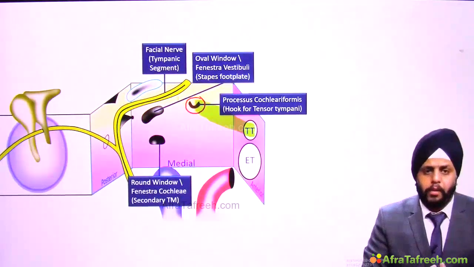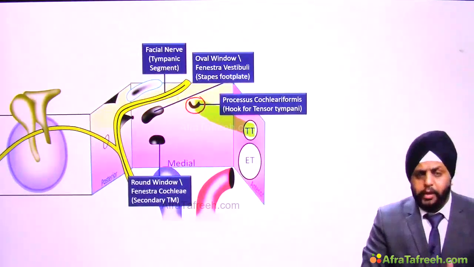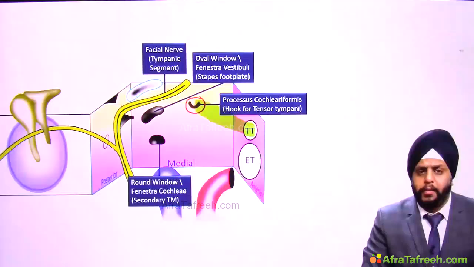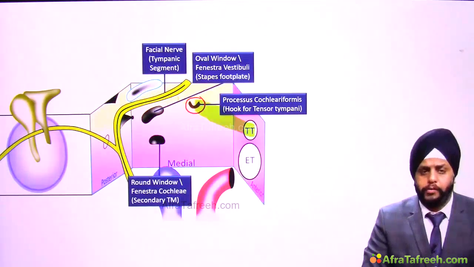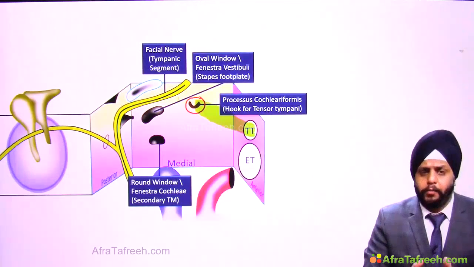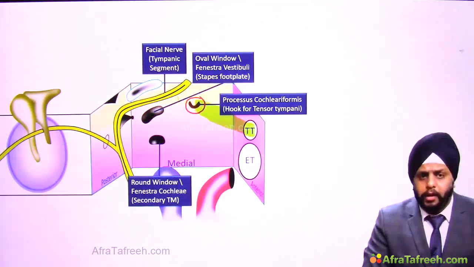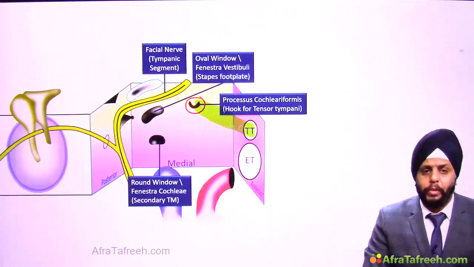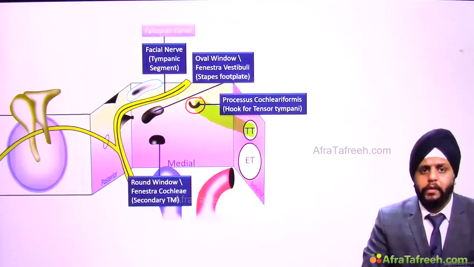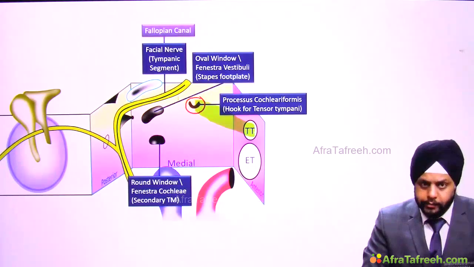Now just remember one thing. The facial nerve over here, we can see in this diagram, but in reality, when you look inside the middle ear, you will not see the facial nerve. Why? Because this middle ear is in the temporal bone. Inside the temporal bone, the facial nerve travels in its bony canal. The name of that bony canal is fallopian canal.